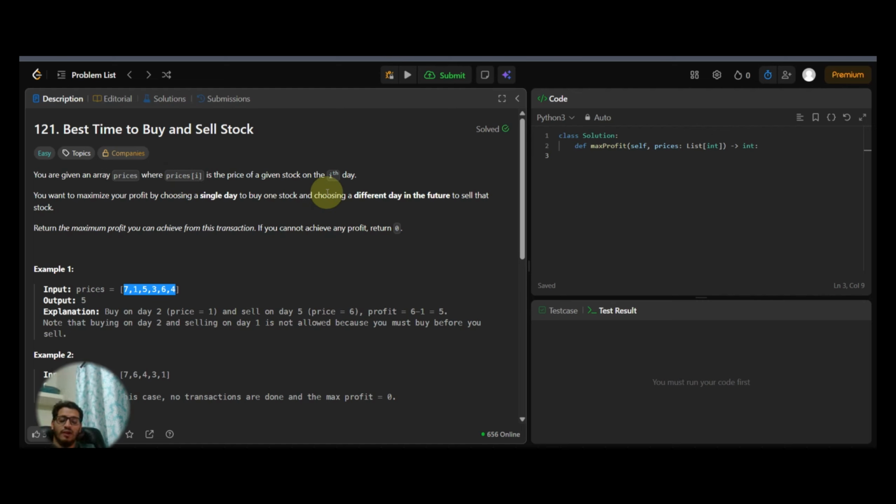If you see the example, what does the problem say? In the prices array, the ith element indicates you are buying the stock, and you have to sell the stock on a day after it, not before, and you have to get the maximum profit. For example, prices is 7, 1, 5, 3, 6, 4. Buy on day two for the price one, buy at the minimum price and sell at the maximum price. The minimum price is one and the maximum price is six, so six minus one is five. So the maximum profit is five.